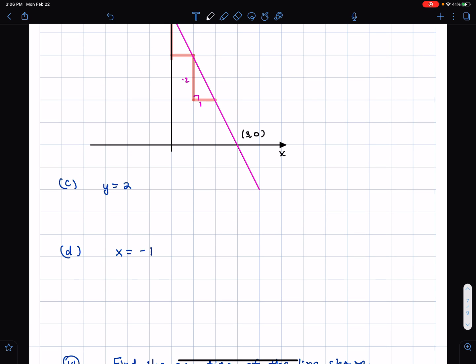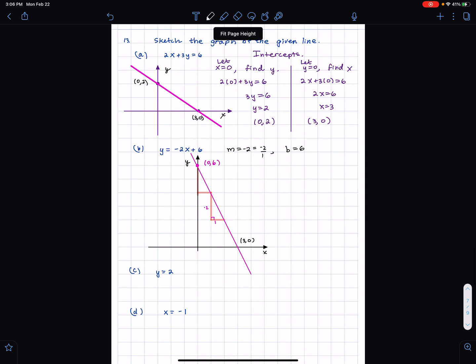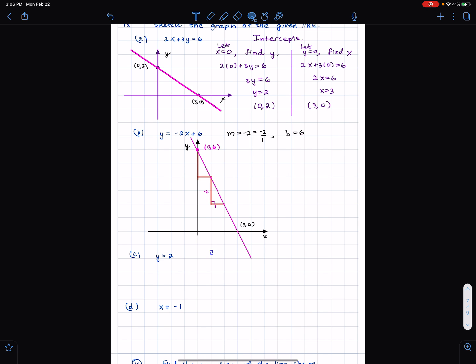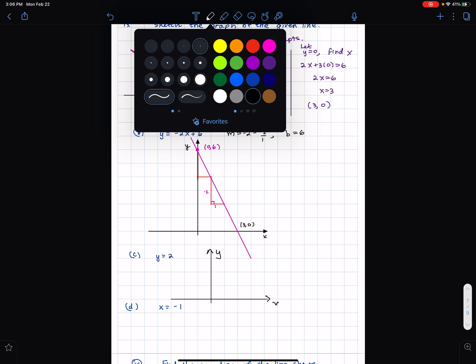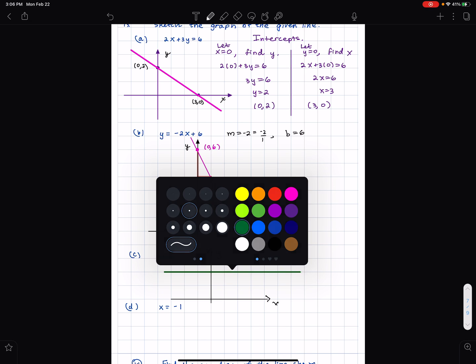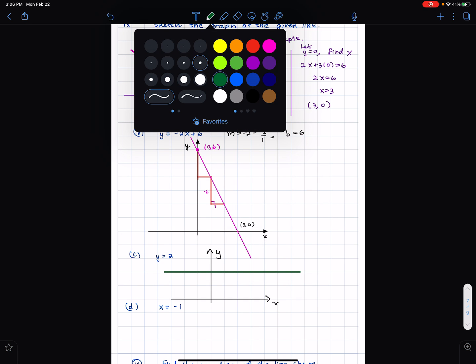This next problem is, let me zoom out so you can still look at that. The next problem is a line, and it's given by y equals 2. Well, y equals 2 is the equation of a horizontal line, and it passes through the point (0, 2). All the y coordinates on this line are equal to 2. So that's the line y equals 2.